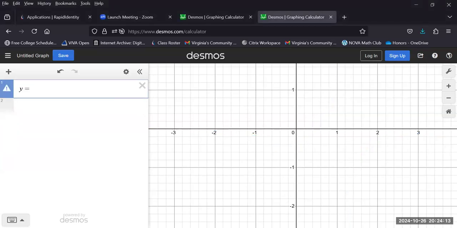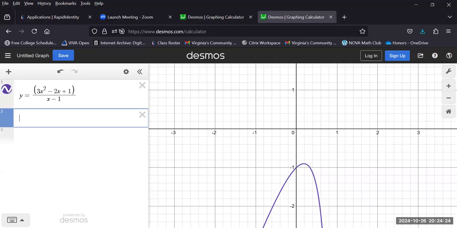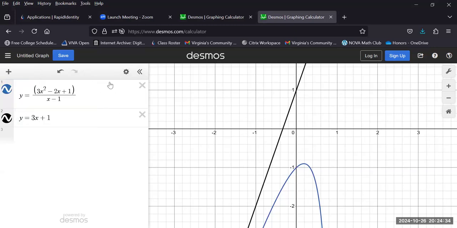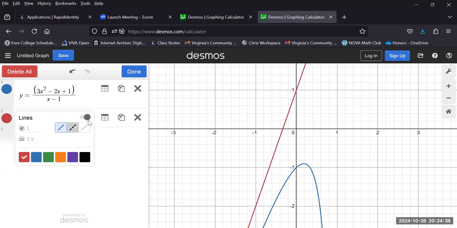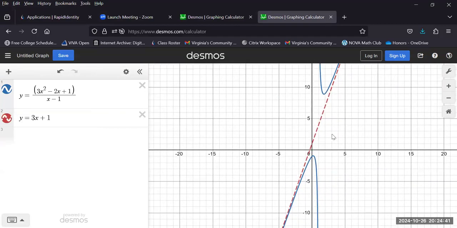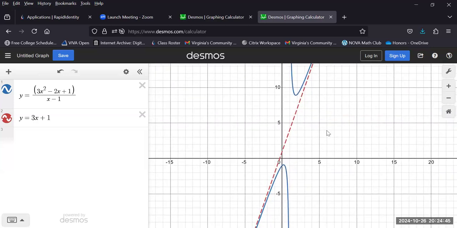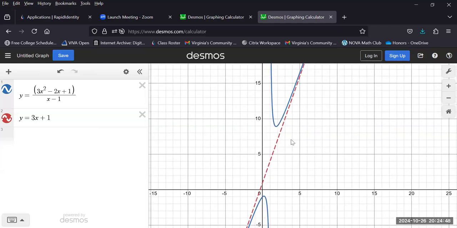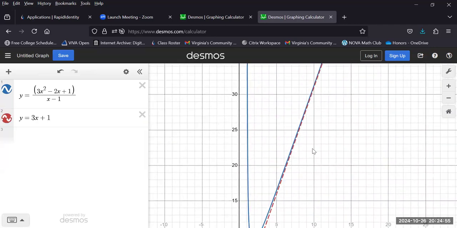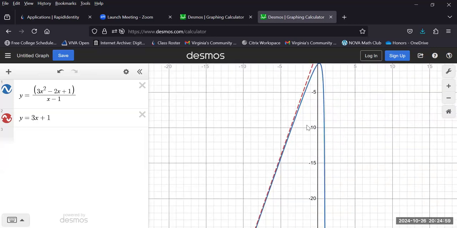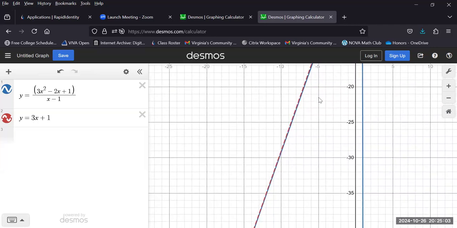Let's plot this. So we have y equals 3x squared minus 2x plus 1 divided by x minus 1. And I'm going to plot the slant asymptote, which was 3x plus 1, in a different color here. And there you go. As x gets larger and larger, you can see that the y values of this graph start to look like 3x plus 1. And as x goes to negative infinity, you can see again the y values get closer and closer to 3x plus 1.